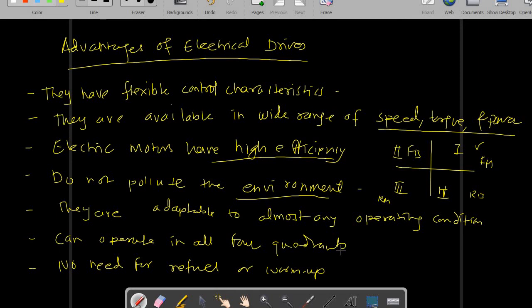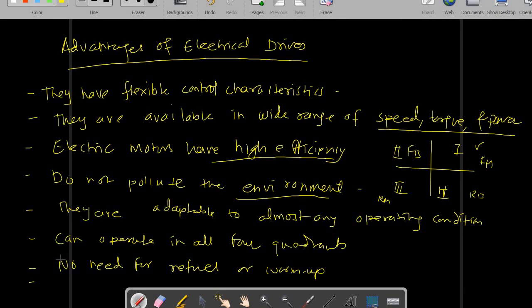As you know, in some vehicles we need to warm up. We need to keep them on for some time, for a short duration, before raising the speed. That is not the case with electrical drives.